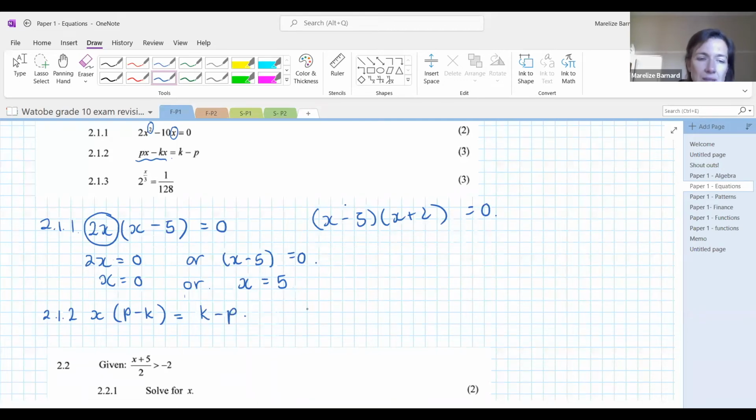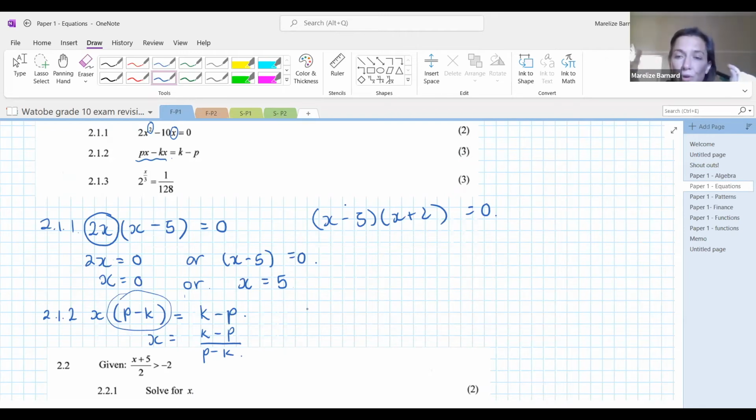And then to get x by itself, you need to basically get rid of the p minus k. And to do that, we're just going to divide by it. So x equals k minus p divided by p minus k. It's the same principle as solving a normal equation, you just need to get x by itself.